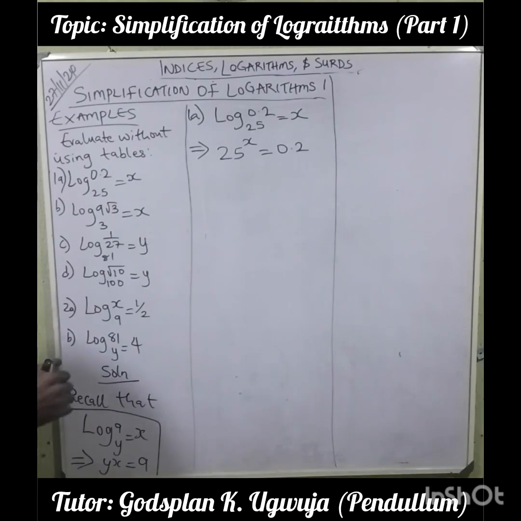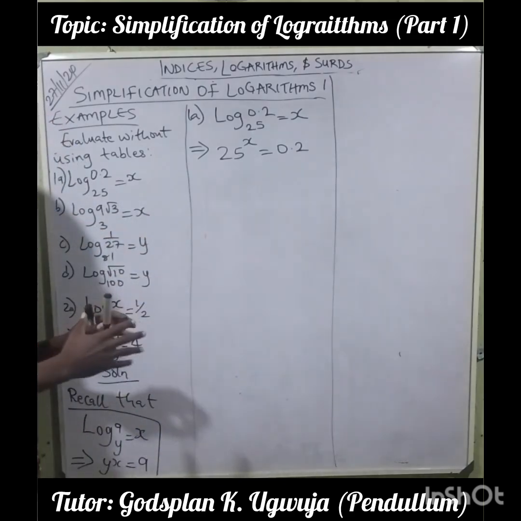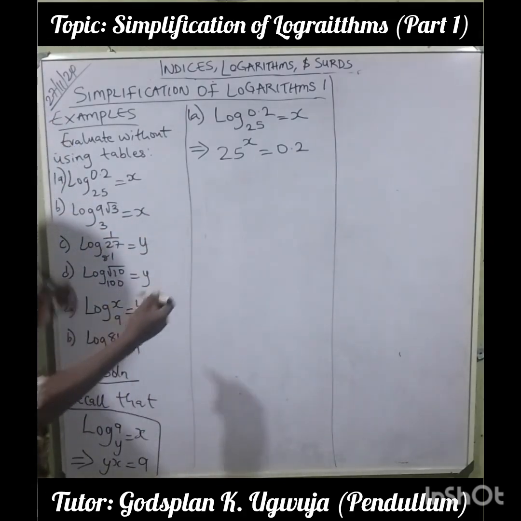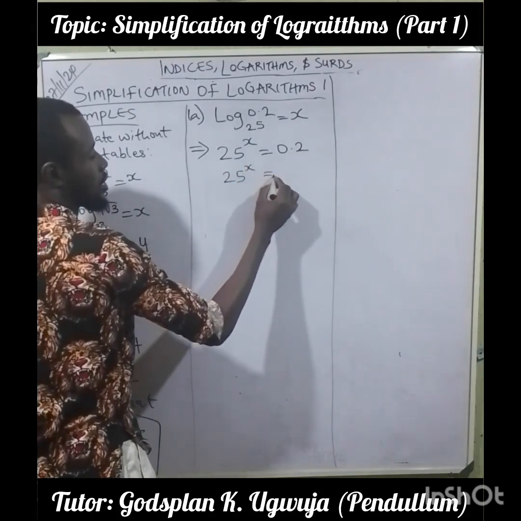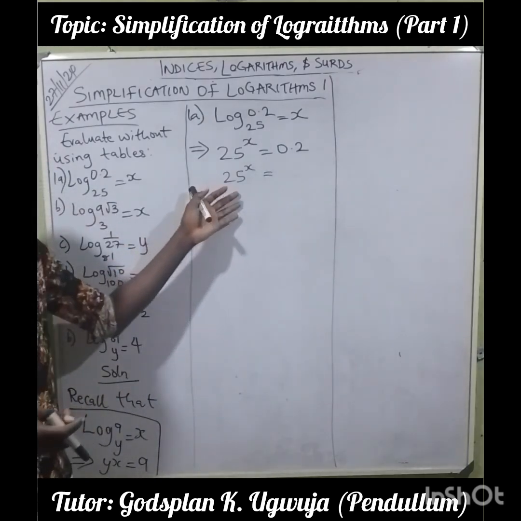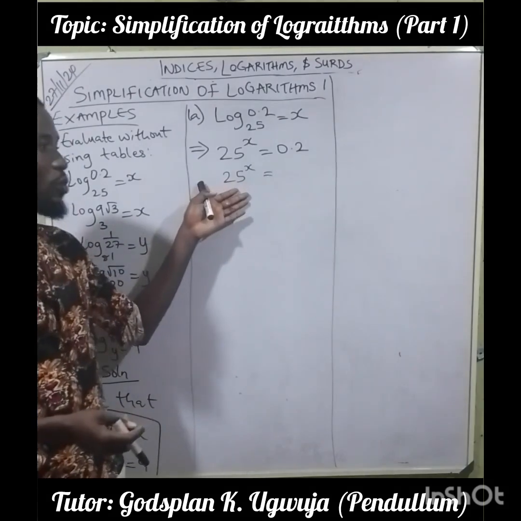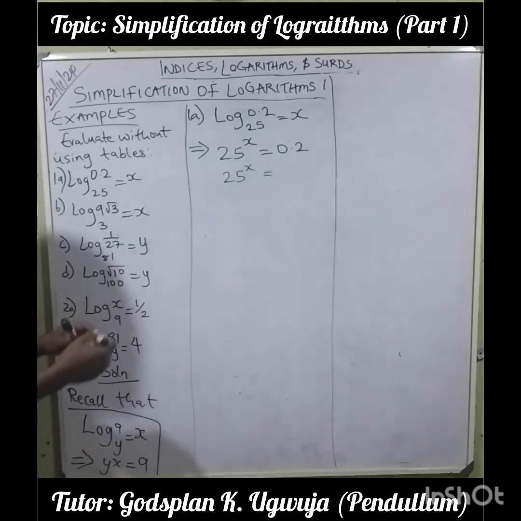Now the only thing left to do is find a way to express these two in the same format. Alright, so 25 raised to power x. Now we know that the only way to express 25 basically is in powers of 5. So this side will be in powers of 5. Let's see how we can put this side also in powers of 5.